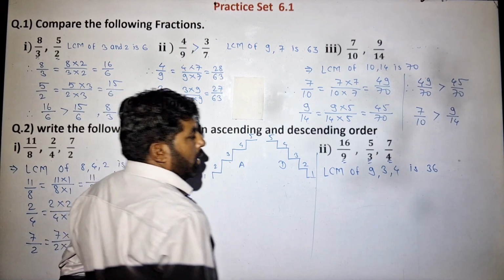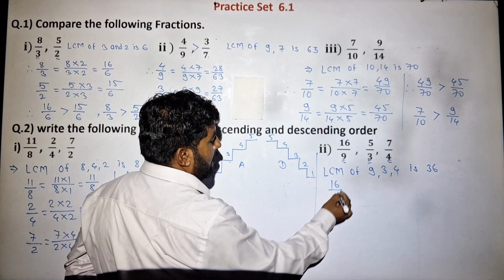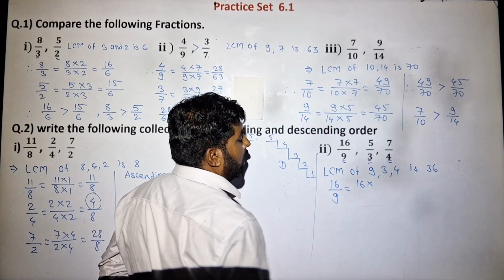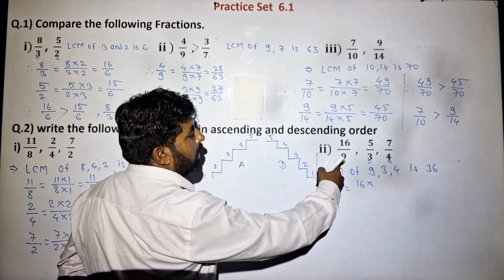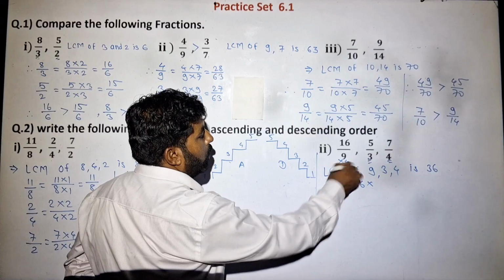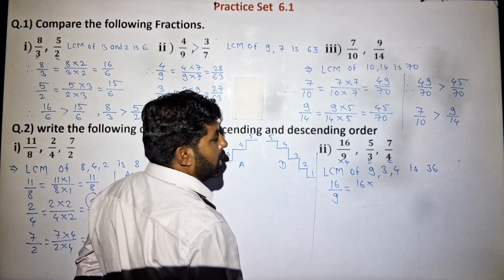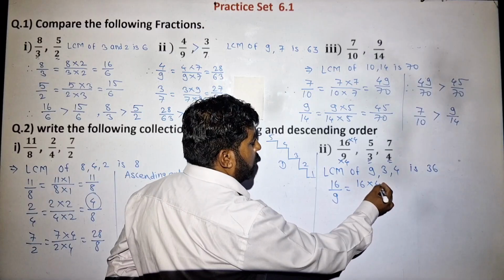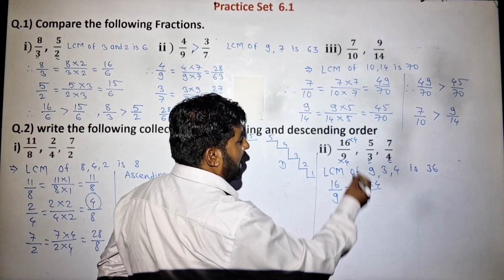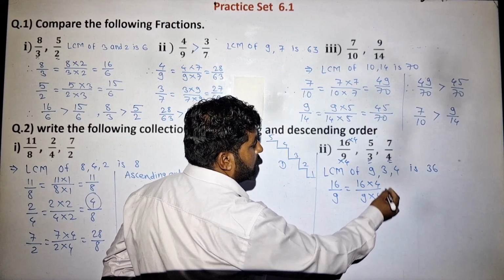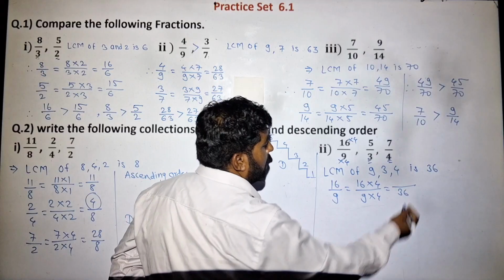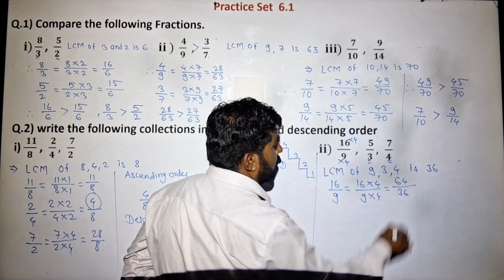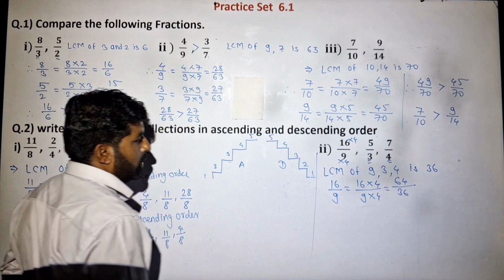Okay. 16 by 9 is equal to, here we multiply 9 by 4, then we get 36. Therefore 16 is also multiplied by 4. 16 into 4 and 9 into 4. Here we get denominator 36, and 4 sixes are 64.